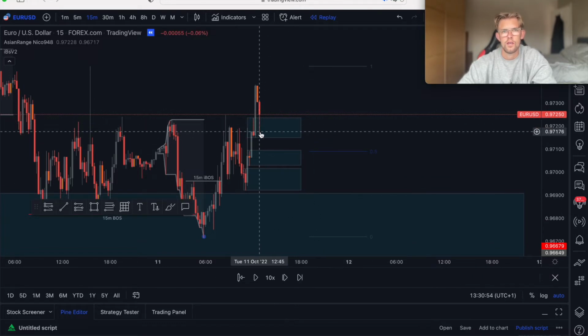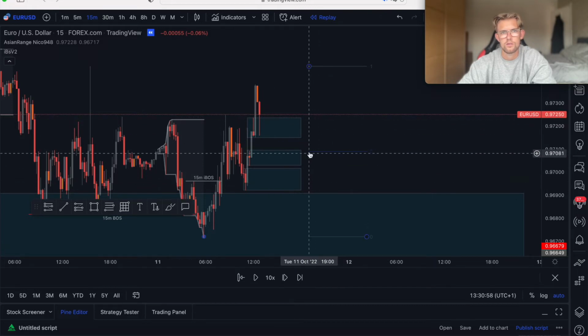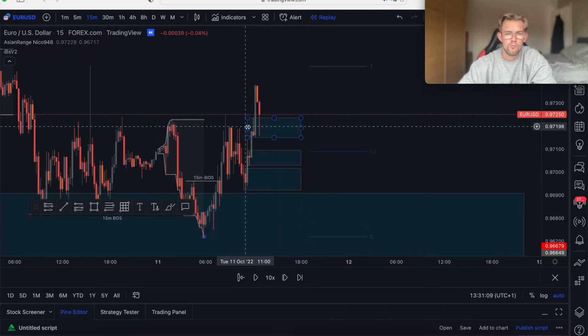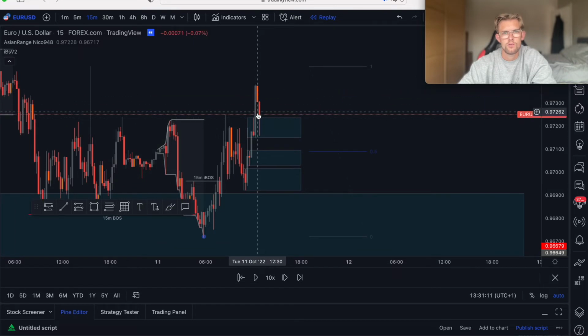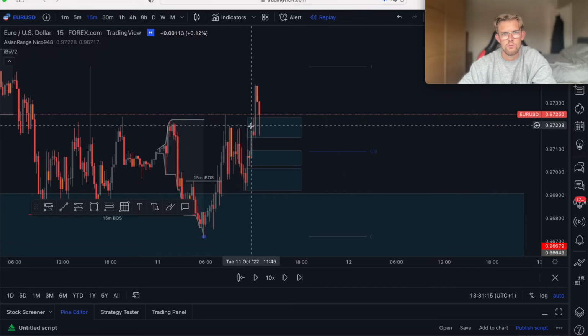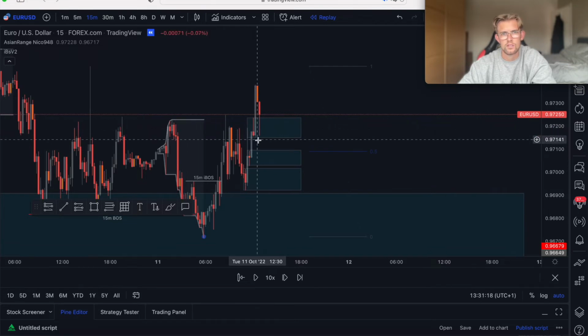So the first one here is not my favorite. We aren't within discount price, and not only this, but it's quite soon after the push up, as you can see, and we have unmitigated price below. So this swept no liquidity at all, meaning it's likely to break. So I didn't like this from the start.